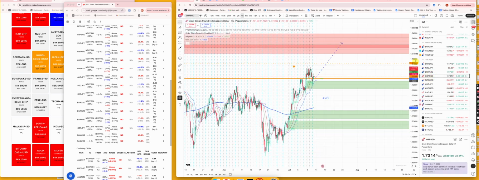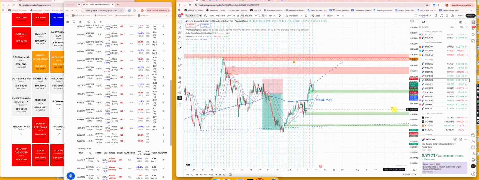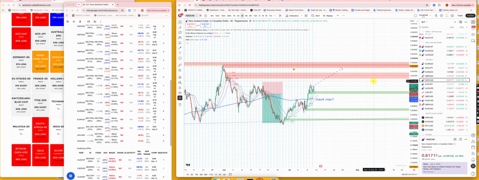Right, we've already done that one. Pound Singapore, we've done that one. This is the New Zealand CAD, we don't get the relative OPRs as yet. Harmony Technologies are going to be adding that in, so we can't put those in.